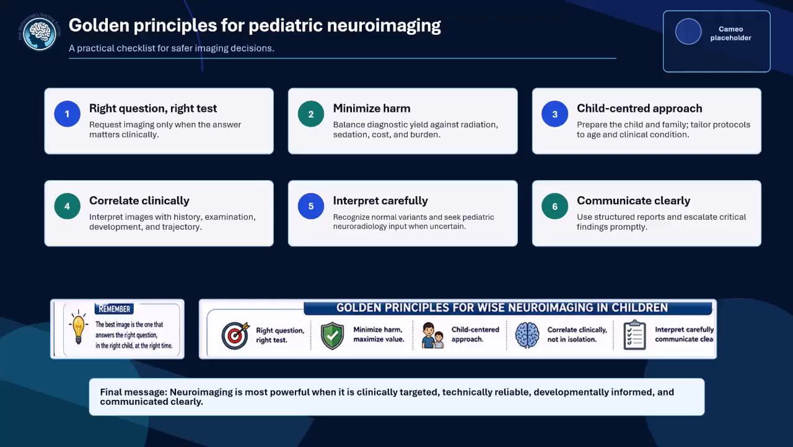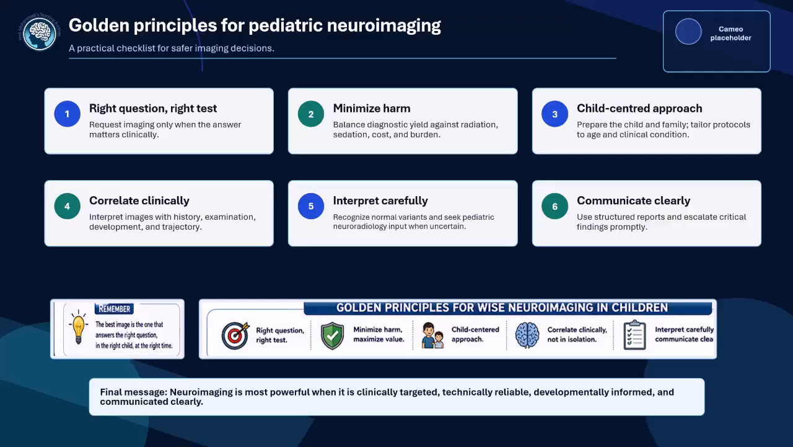Third, keep the process child-centered. Prepare the child and family, use age-appropriate protocols, and tailor the approach to the child's clinical condition. Fourth, correlate imaging with the full clinical context, including history, examination, development, and disease trajectory.